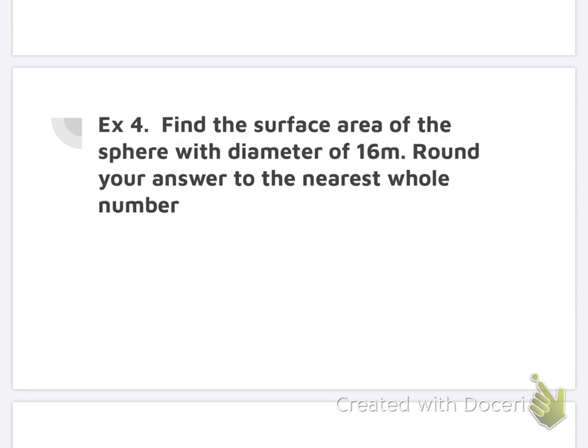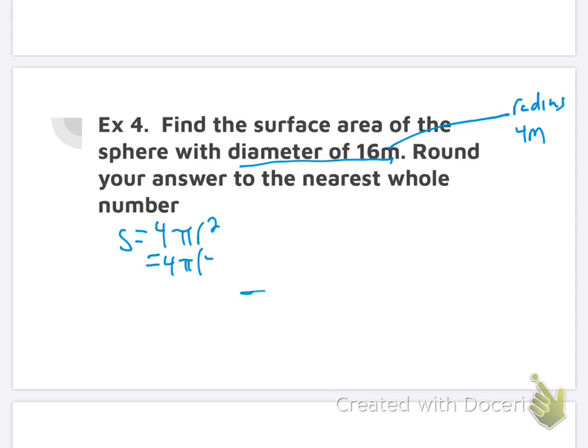Okay, find the volume of a surface area of a sphere. Nope, it's not volume, but find the surface area of a sphere with the diameter of 16 meters. Round your answer to the nearest whole number. So if the diameter is 16, remember we divide it by 2 to find our radius. Our radius is 4 meters. So surface area is still 4 pi r squared, which gives me 4 pi 4 meters squared.